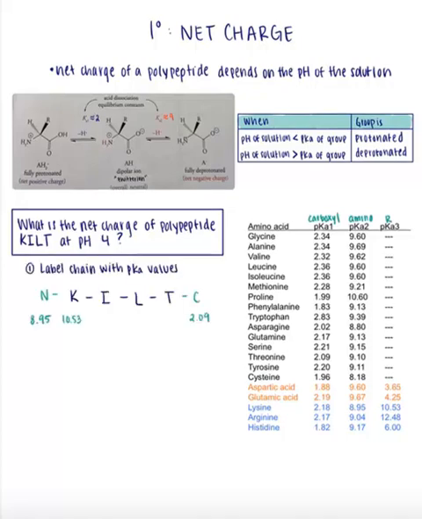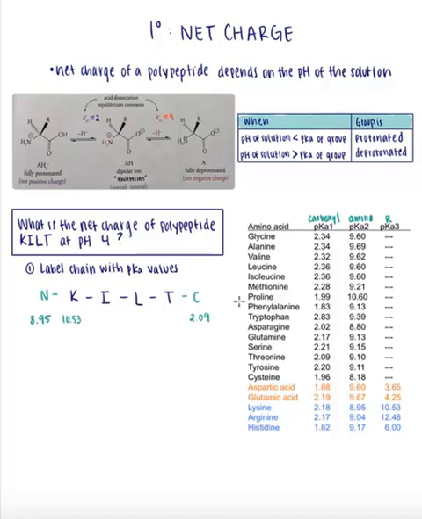So the first step is to label your chain with all of the pKa values. I just wrote out, I know K is the first amino acid, so that's going to have the amino group attached to it, and T is the last one, so that's going to have the carboxylic group attached to it. And then I just looked at this chart that we talked about last lecture, and I found each of the corresponding pKa groups where they're relevant.